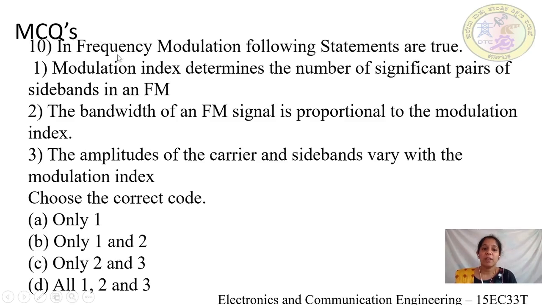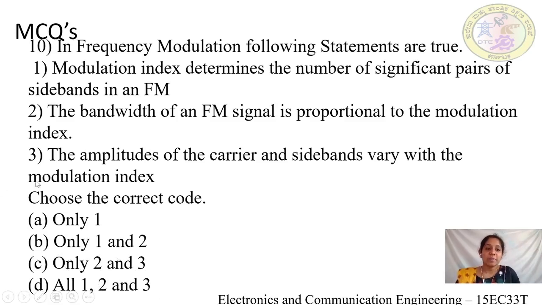Next one. In frequency modulation, the following statements are true. First one, modulation index determines the number of significant pairs of sidebands in the FM. Second, the bandwidth of an FM signal is proportional to the modulation index. Third one, the amplitudes of the carriers and the sidebands vary with the modulation index. Choose the correct one. Option A, only 1. Option B, only 1 and 2. Option C, only 2 and 3. Option D, all 1, 2 and 3.